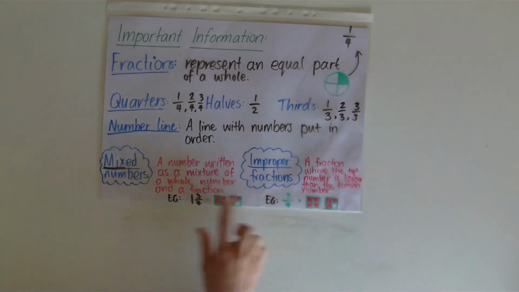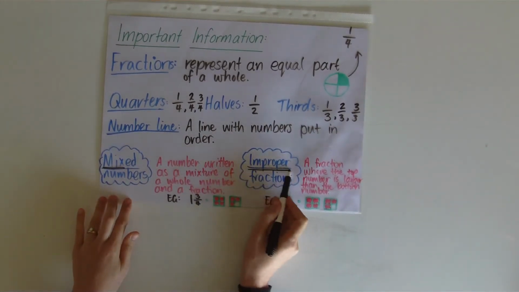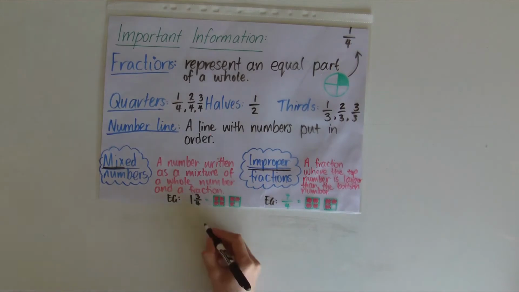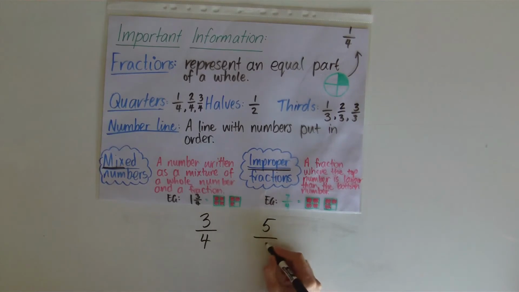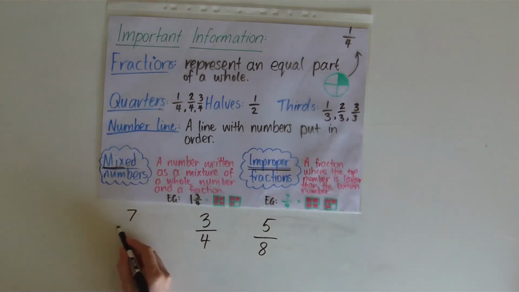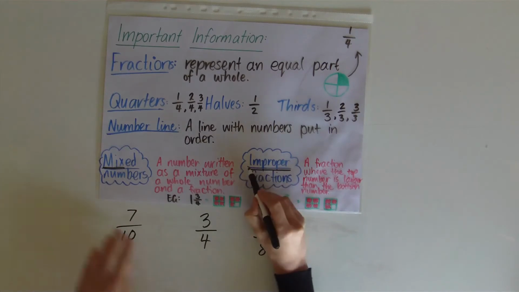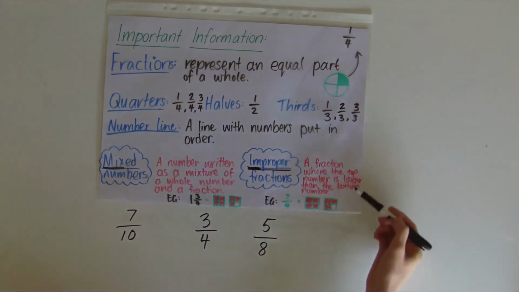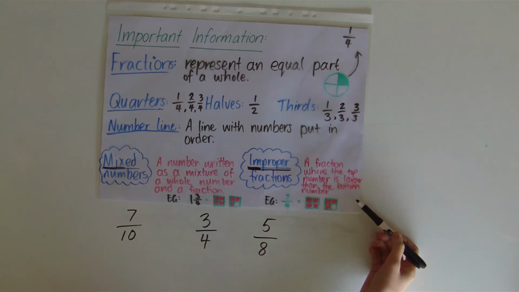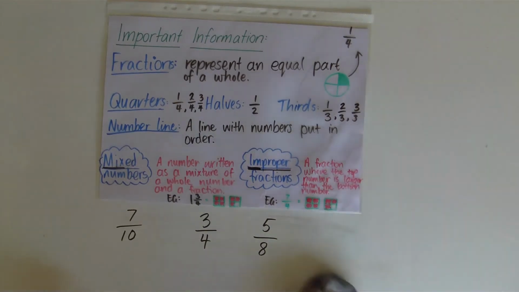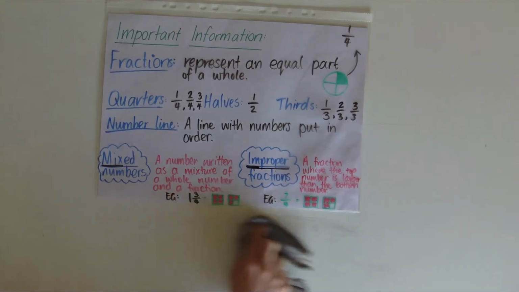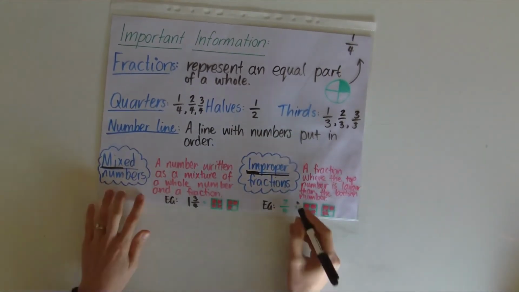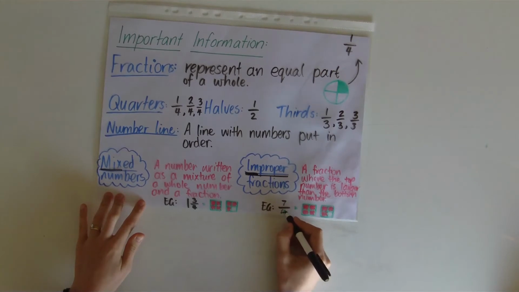And then another one I'm going to go through is improper fractions. Now, we've so far looked at fractions like 3 quarters or 5 eighths or 7 tenths. These ones are proper fractions, normal ones. An improper fraction is a fraction where the top number is larger than the bottom number. I'll give an example over here: 7 over 4 or 7 quarters.